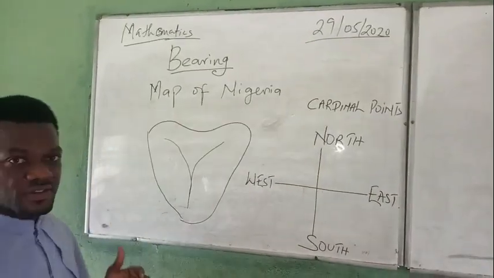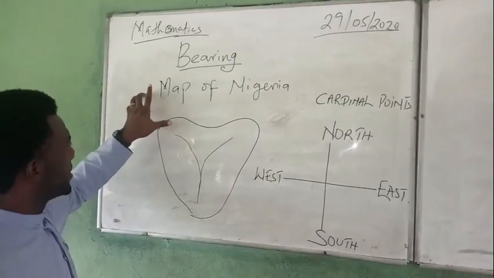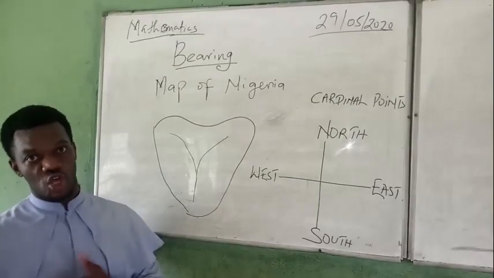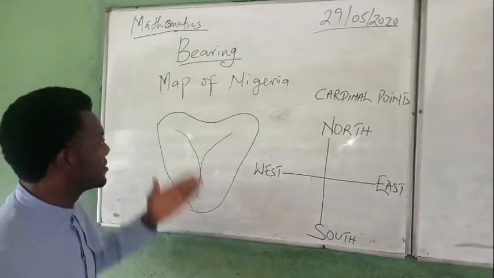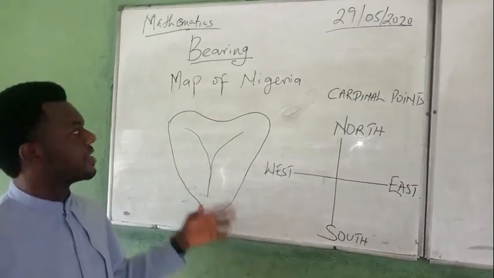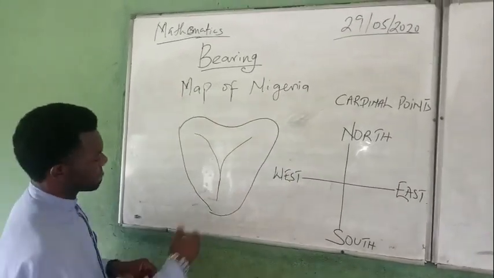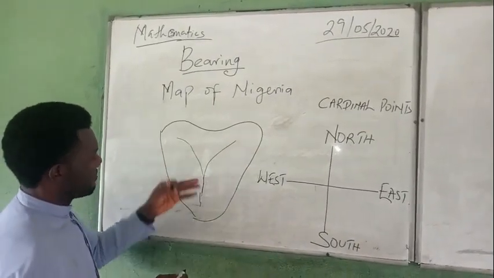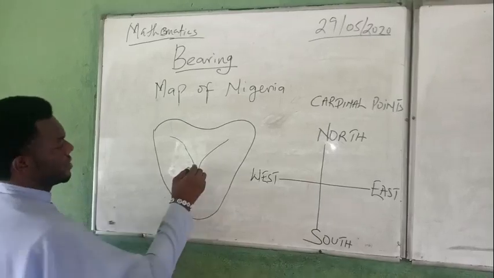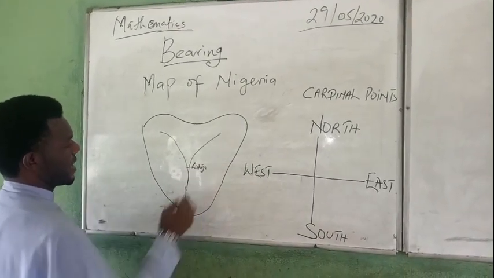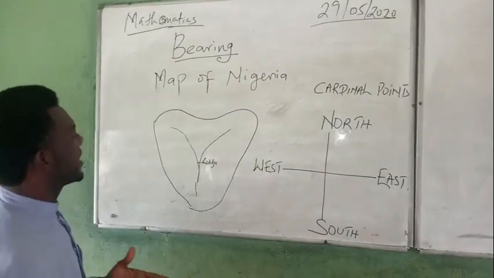When you look at the board, we have the map of Nigeria. We want to explain it theoretically before we go to the mathematical explanation. This is a sketch of the map of Nigeria. This line is the river Niger and river Benue, crossing at what we call Lokoja, where the river Niger and the river Benue meet together.